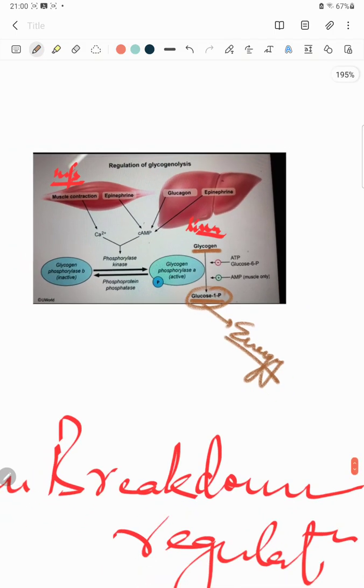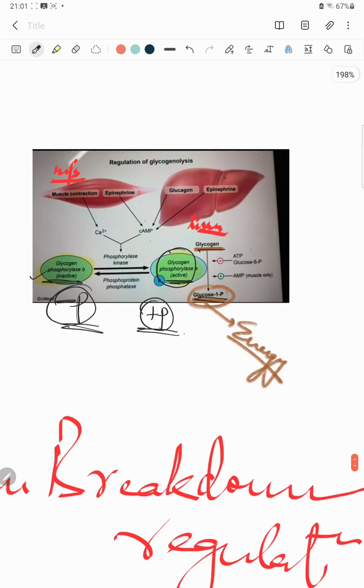Now, the whole idea here is going to be based on the glycogen phosphorylase enzyme. Now, this glycogen phosphorylase enzyme can be active and it can be inactive. Here it is inactive, here it is active. When you add phosphate to it, that is when it is phosphorylated, it is active. When you remove phosphate from it, it becomes dephosphorylated, it is inactive. Let's see what's happening. When the enzyme is active, it breaks down glycogen to glucose 1 phosphate. Okay, that should be clear in your mind.